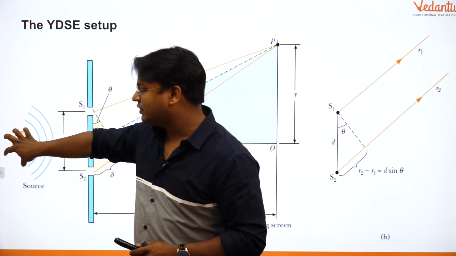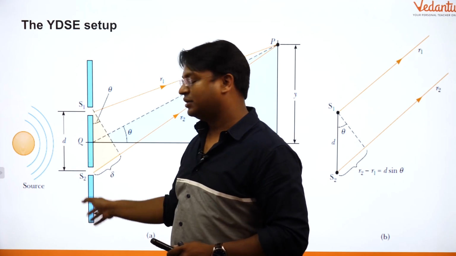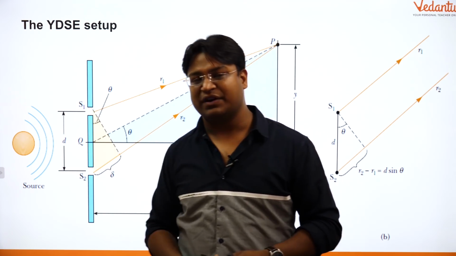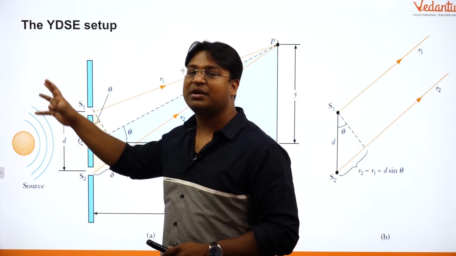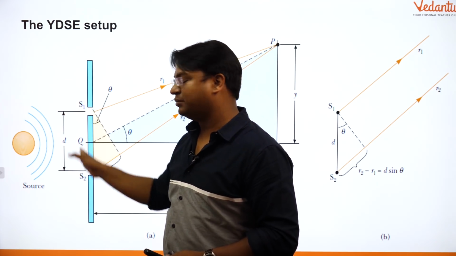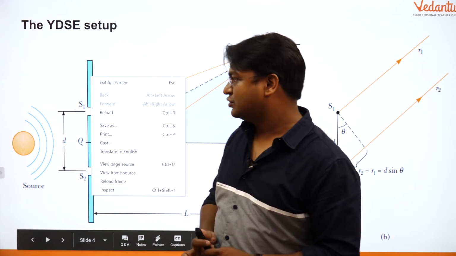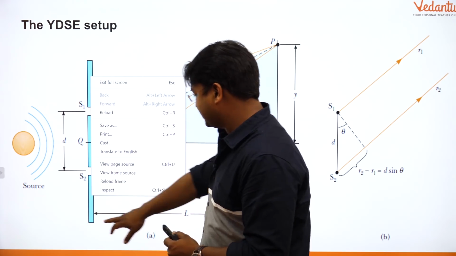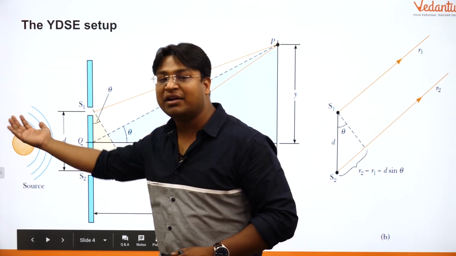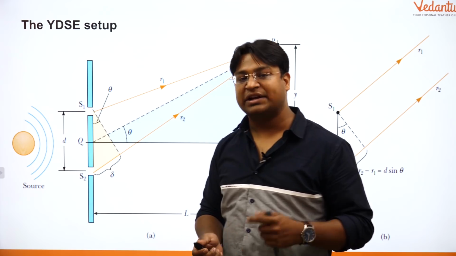What we have done is kept a point source at a very far off distance from this opaque sheet. What's the purpose of keeping the point source at a very far off distance? Because when light comes from a point source from very far, by the time it reaches this opaque sheet, it will start behaving as a parallel beam. So what we want is a parallel beam coming, and it will hit the slits S1 and S2 at the same time.